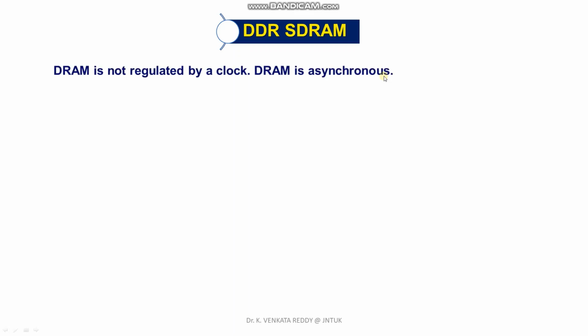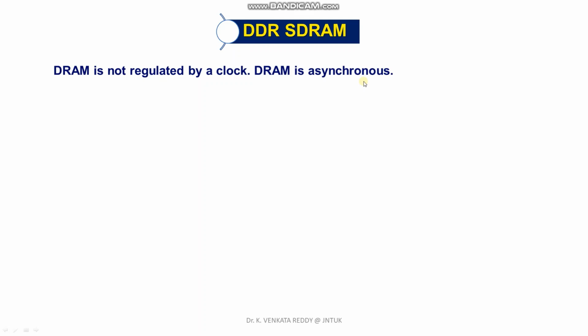These days, the DDR SDRAMs are used as main memories in personal computers such as laptops and desktops. The DDR SDRAM is basically a dynamic random access memory. The normal dynamic random access memories or DRAMs are not regulated by any external clocks. The DRAMs are asynchronous memories. If we connect these asynchronous DRAMs with the microprocessor, the computers may not work properly.